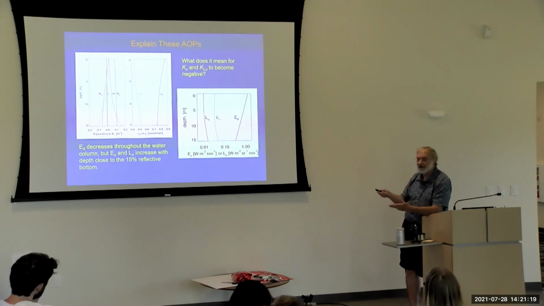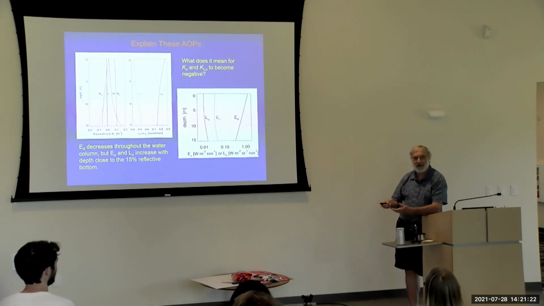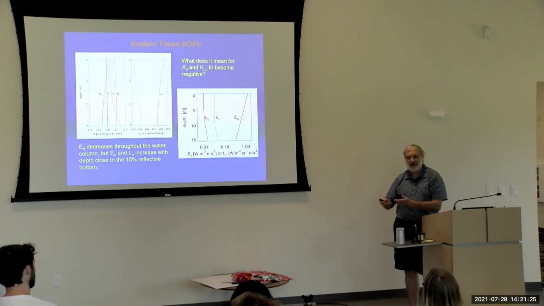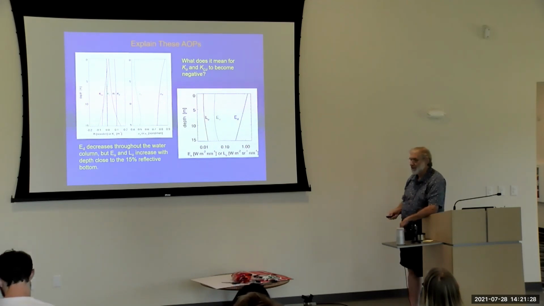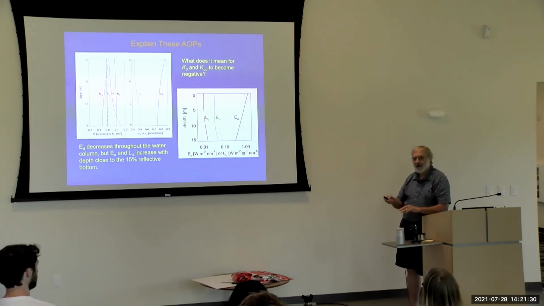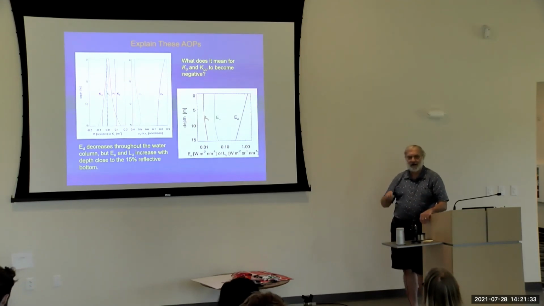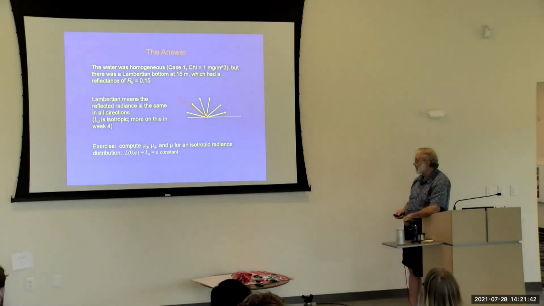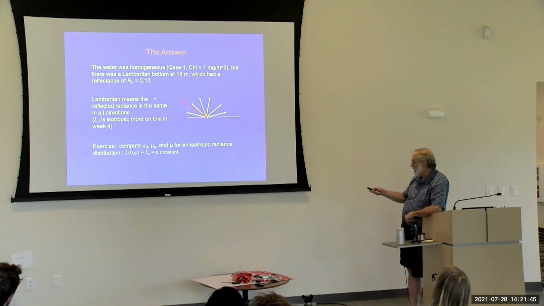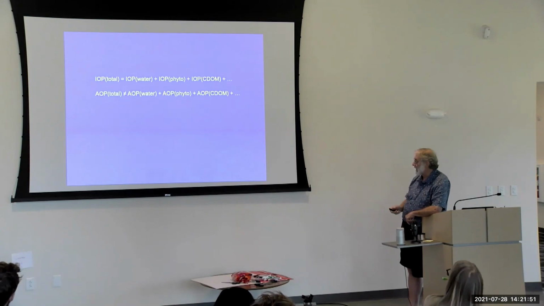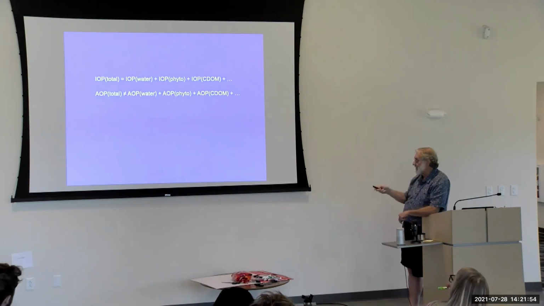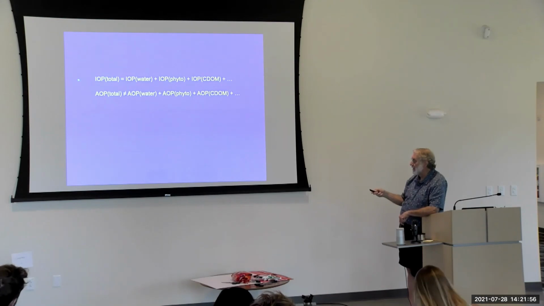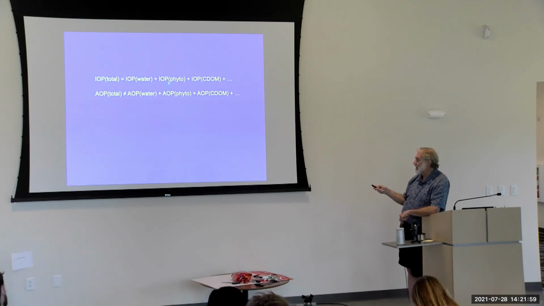So you can get almost anything you want out of a light field if you just play around with the boundary conditions and what kind of IOPs are in the water. You can always cook up some weird extreme case of highly scattering, non-absorbing, or highly absorbing, non-scattering, or whatever, and you can get just about anything you want for a light field. Okay, so I already gave you the answer there. In that last one, the light was coming in and going off the same in all directions, and that's what you got.